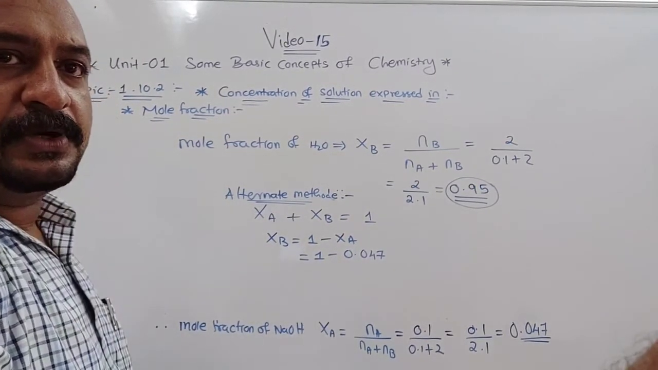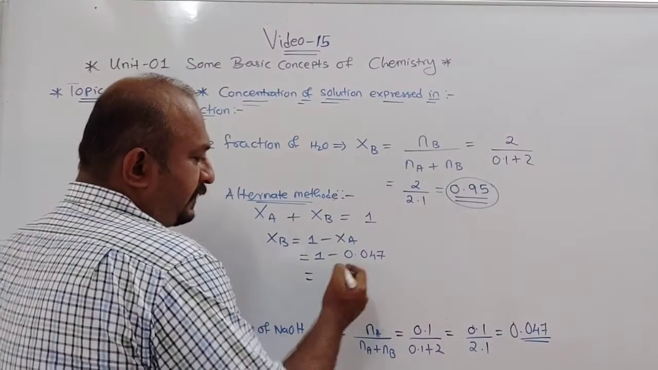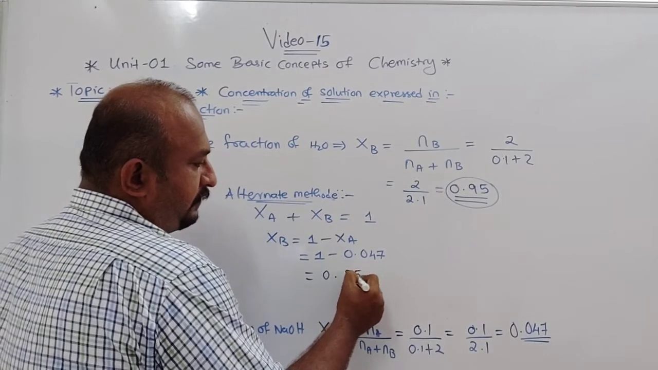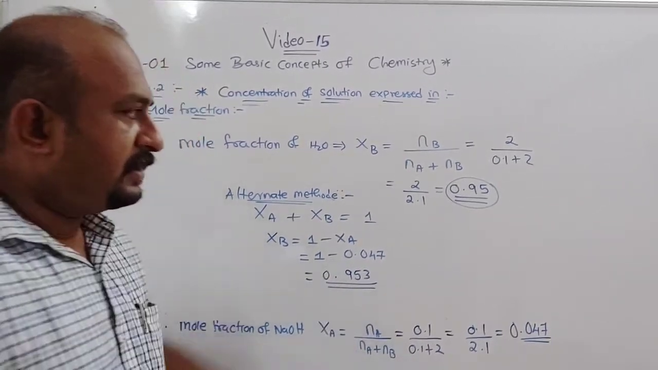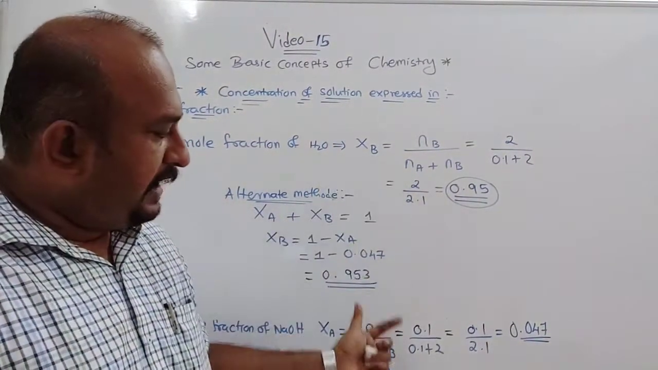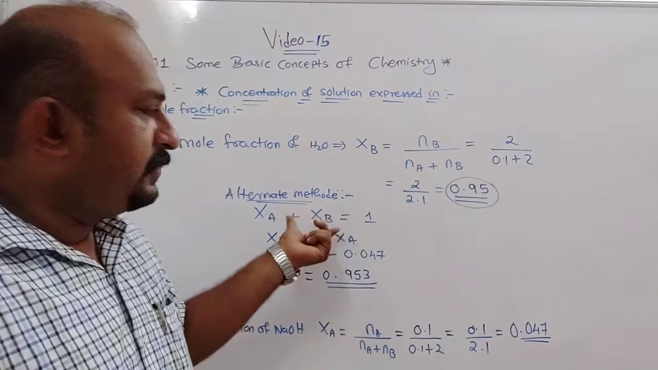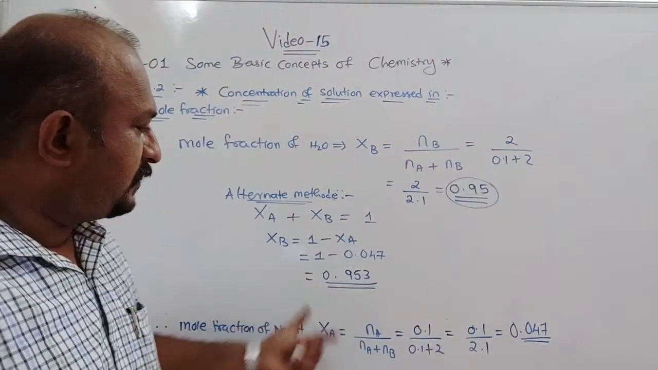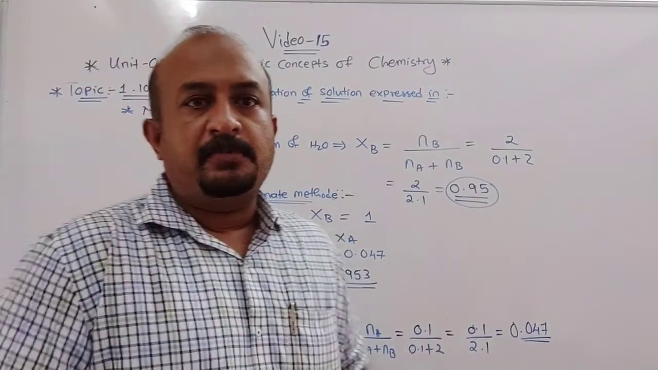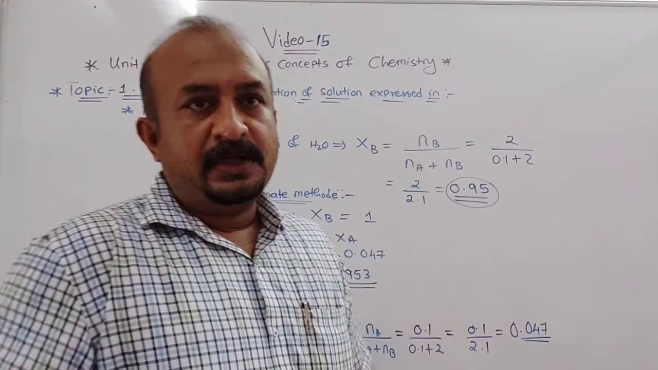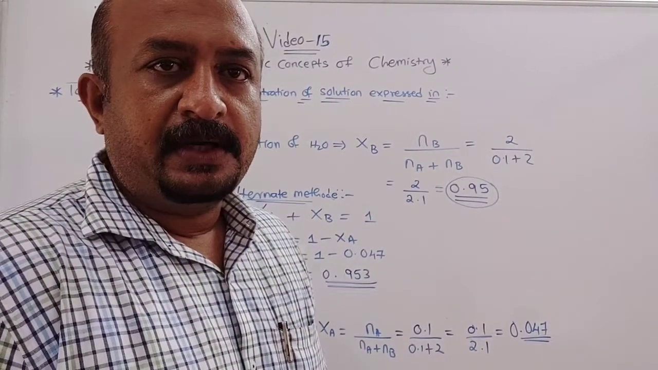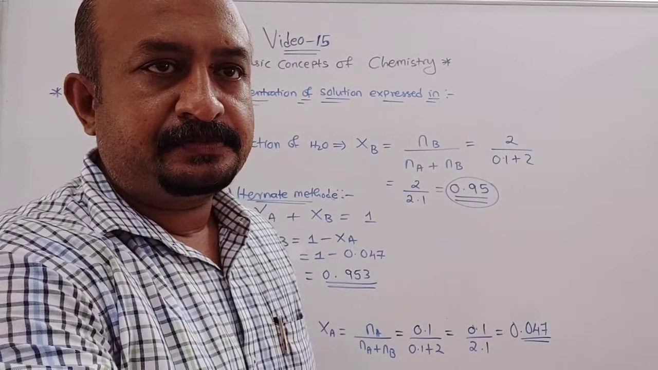Now what is 1 minus 0.047? If you subtract it, it will be 0.953. Clear? So you got a nearer value. Either you find it this way, or after finding the mole fraction of solute, you can use this formula and find out the mole fraction of solvent. So this is the way to calculate the mole fraction. Understood? Now the next topic we are going to discuss is molarity.